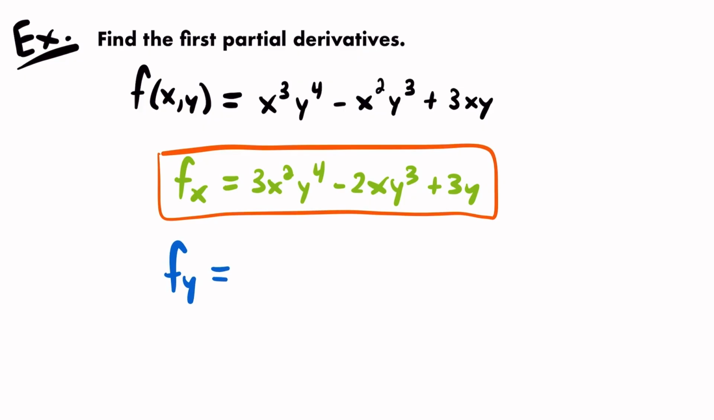And so what would that be equal to? Well, you have to shift gears now. We're not taking a derivative with respect to x anymore. We're going to be taking a derivative of this function with respect to y. So we're going to be treating x as a constant now.